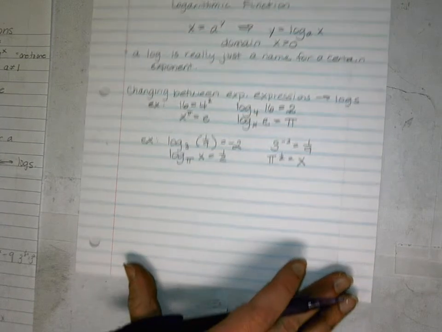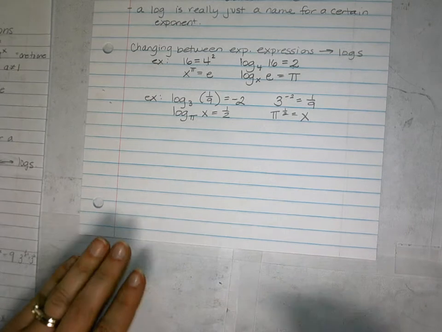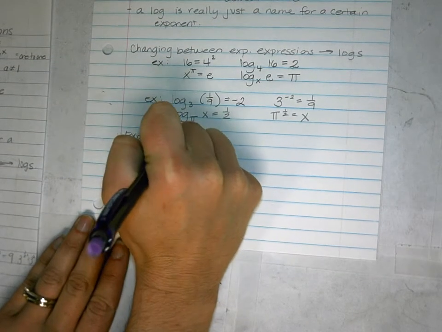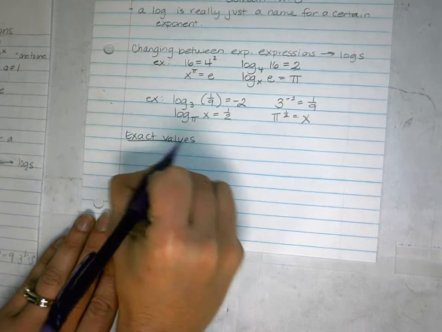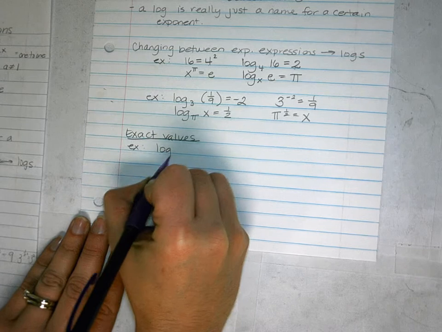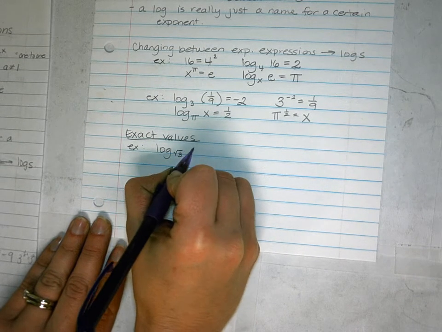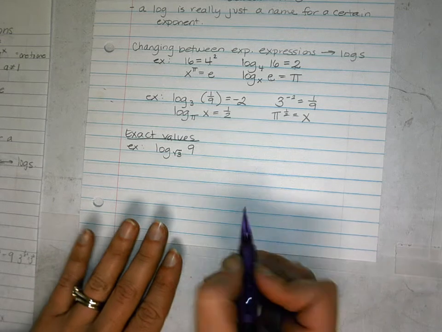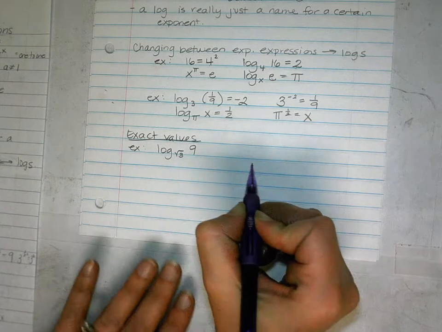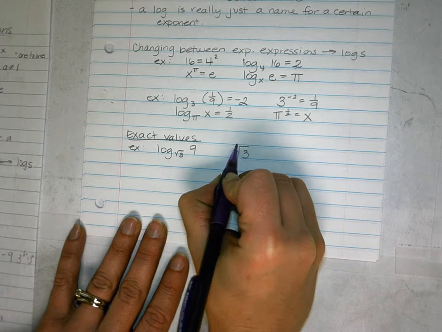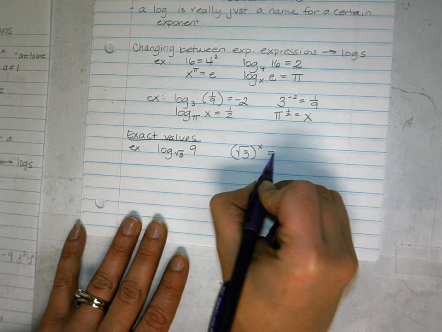Then they ask you, or at least I'll be asking, or you're expected to on your homework, to deal with exact values. So, to evaluate logs exact values, an example would be if they gave you log base root 3 of 9, and they're asking you how to do that. The way you could think about this is: the square root of 3 to what power gives me 9?